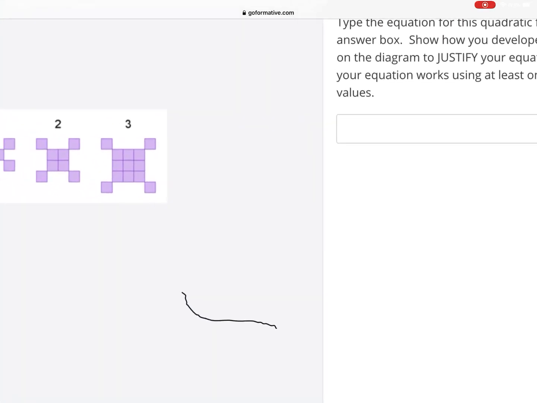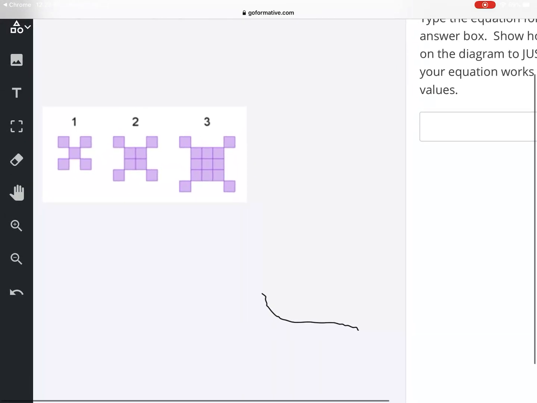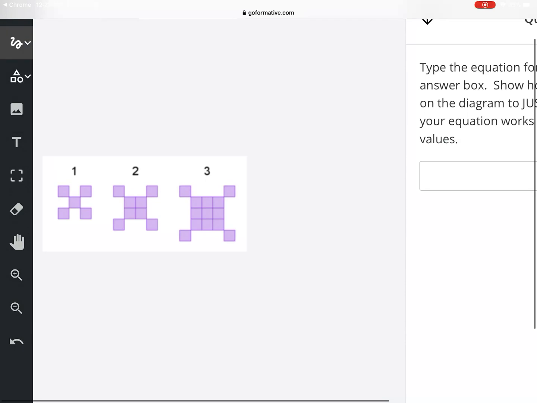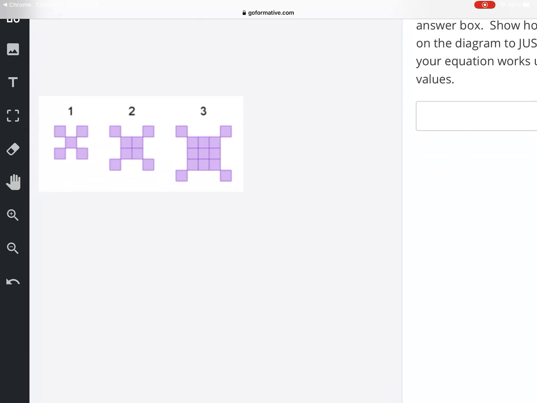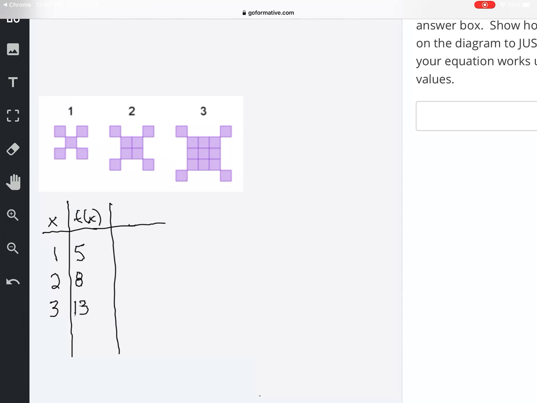So for this one, let's do the recursive first, and then we can go ahead and talk about how to do the explicit, okay? And you just need to be able to demonstrate that you can do that, on at least one of them. So what I'm going to do for the recursive is I'm going to make a table, which is going to go 1 and 5 and 2 and 8, 3, and how much is that one? 13. Okay. And x and f of x. And so when we do the recursive, we need to think about the first difference and the second difference.